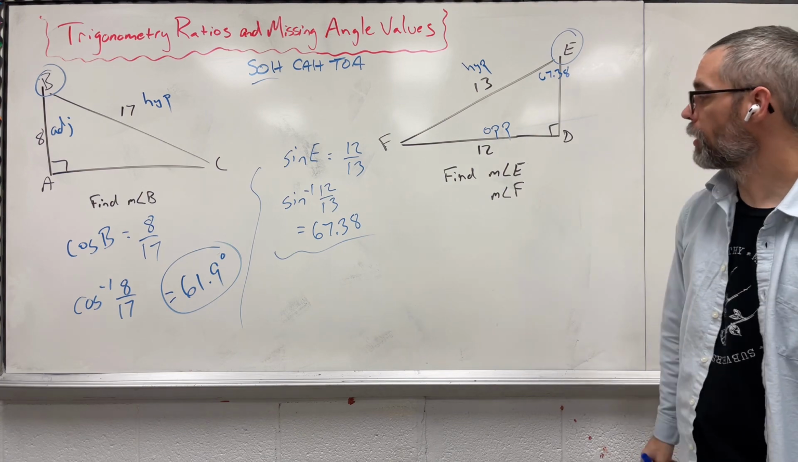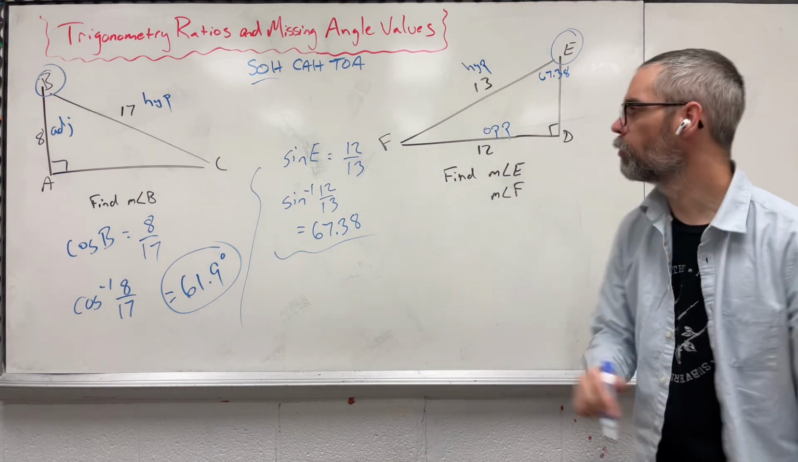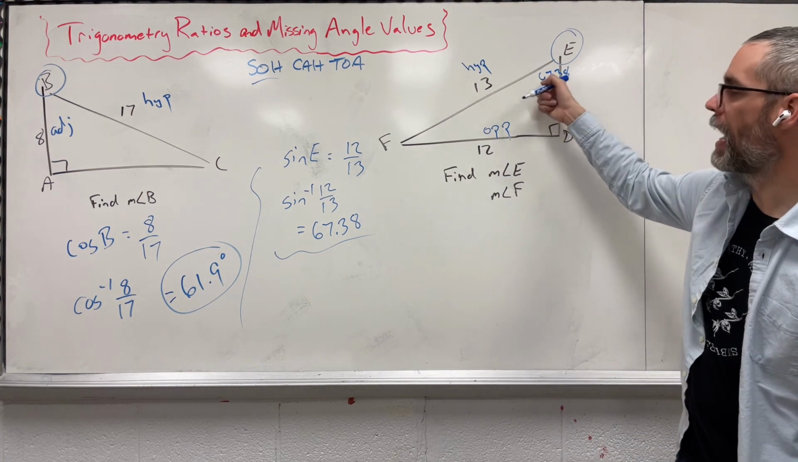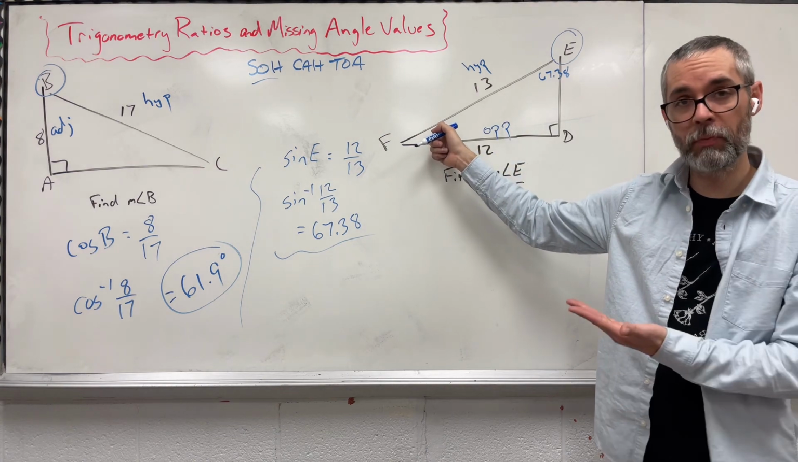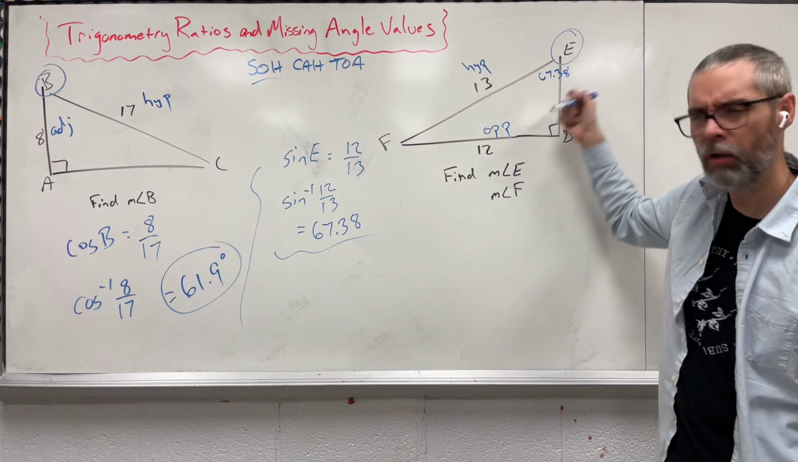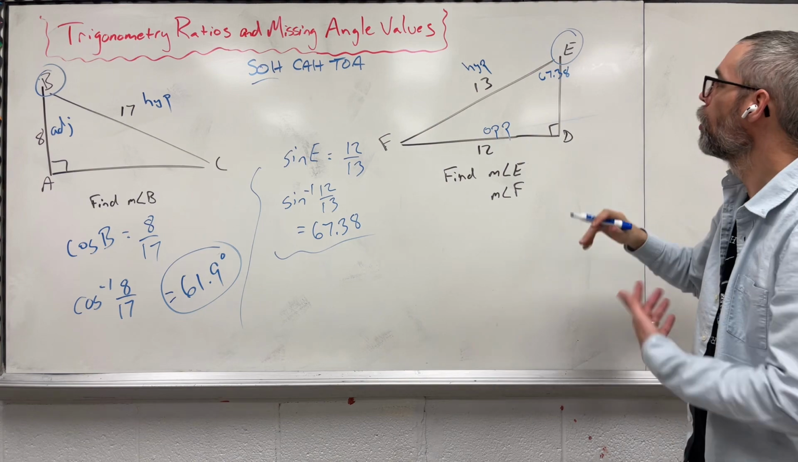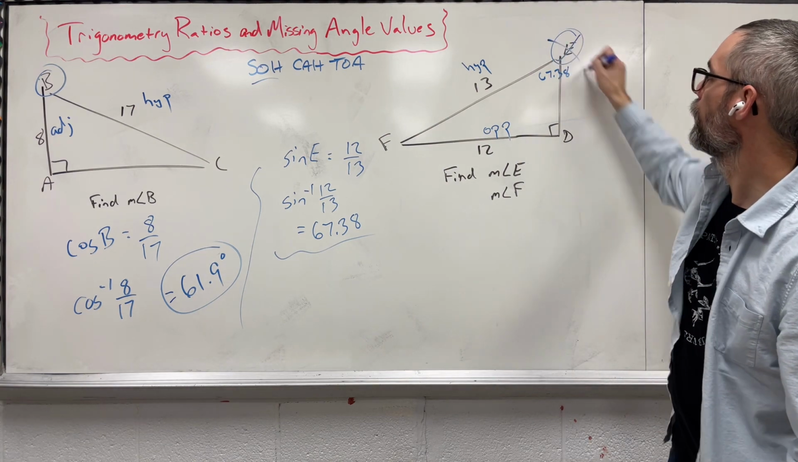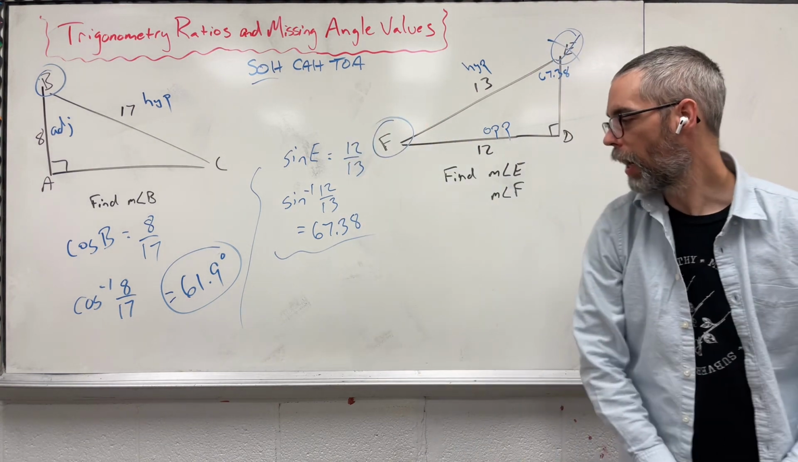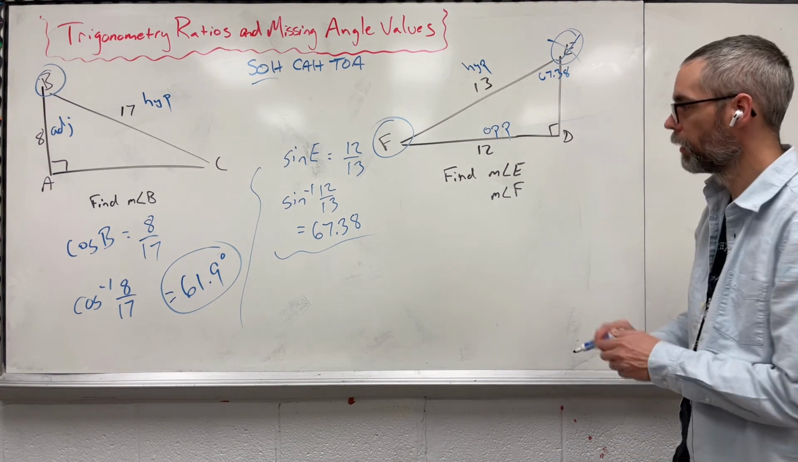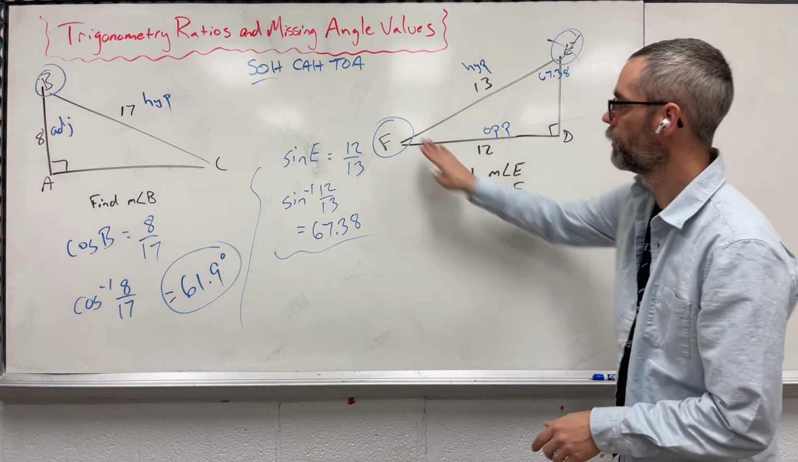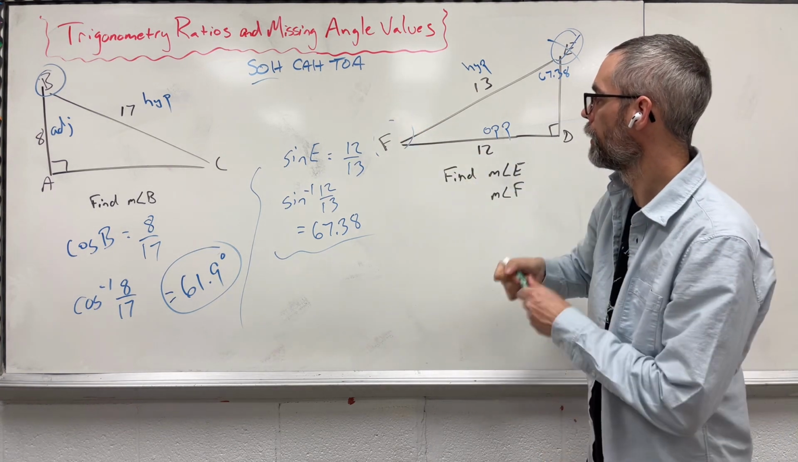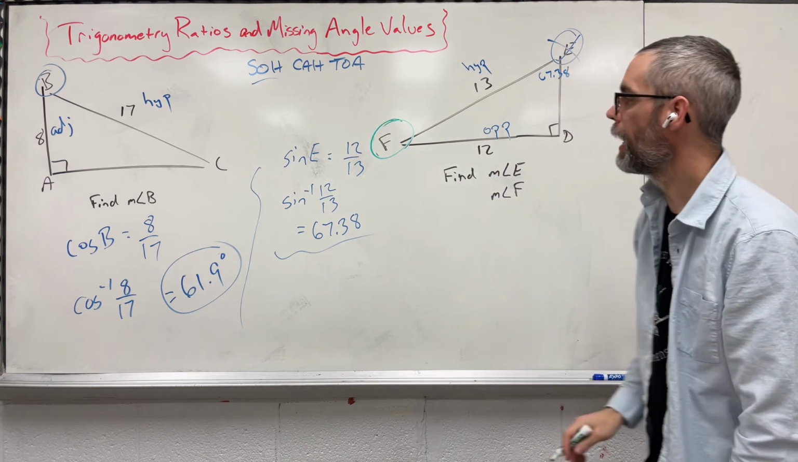Now I want to figure out what the measure of angle F is. Now I could do this two ways. I could add 90 plus that plus this to give me this missing angle, but what if I got this wrong? Then that one would be wrong. So we end up looking at this whole thing in a new way. Let's try a different color. Now I'm starting at F.